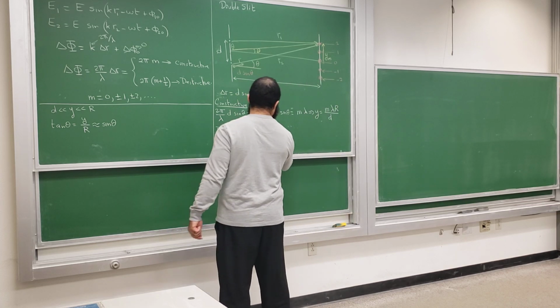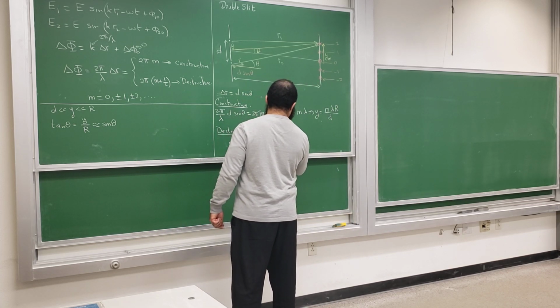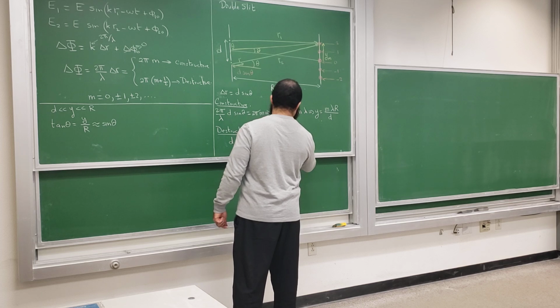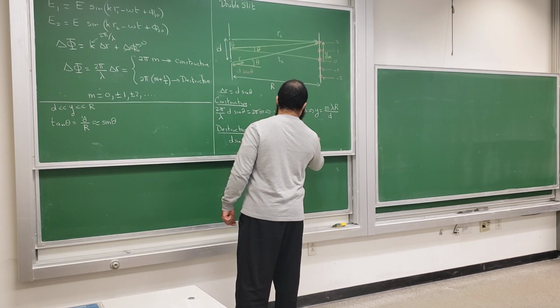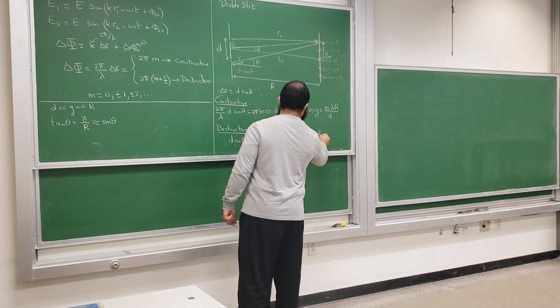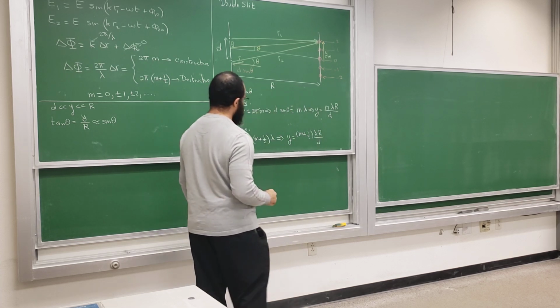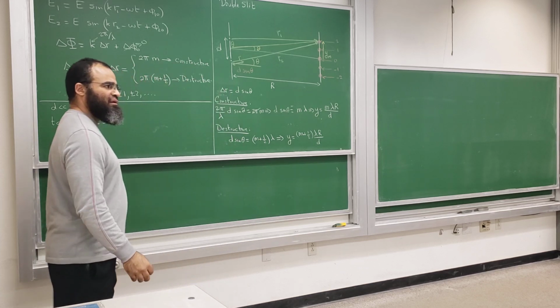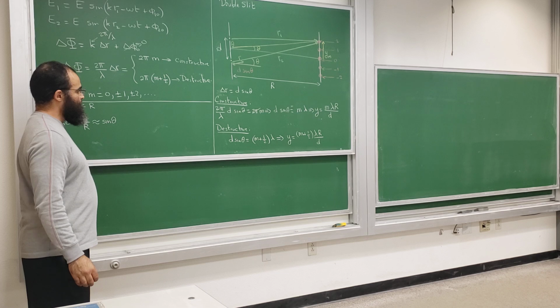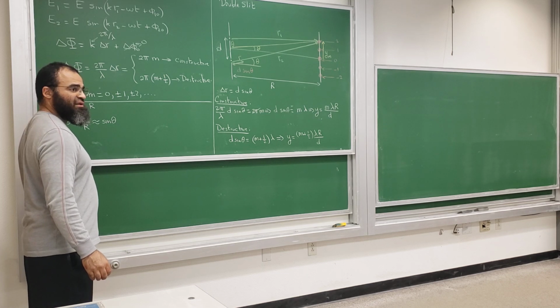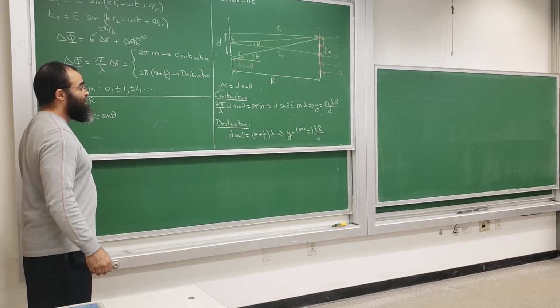You can do the same thing here to get the location of the dark spots, and you get m plus a half times lambda times r over d. Let me make sure I didn't make an algebra mistake. Does that sound about right? Yes? Okay, sounds good.